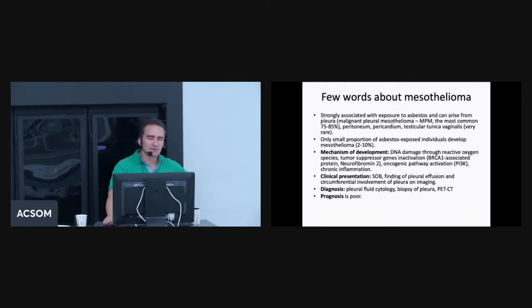So patients would usually present with shortness of breath. You will find pleural effusion, and there may be circumferential involvement of the pleura on imaging. With any malignancy, any oncologic disease, you need to have a tissue diagnosis, almost all of them. So the easiest thing to do is pleural fluid cytology. So you do thoracentesis, take the fluid and see if there are any cancer cells there.